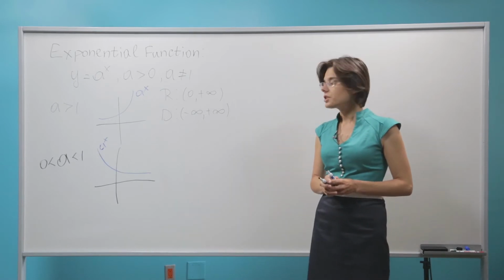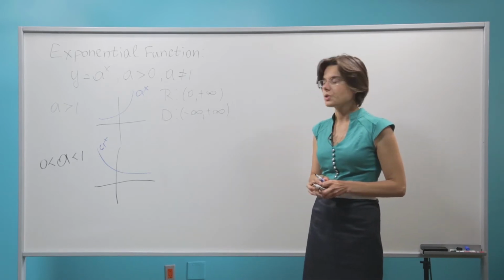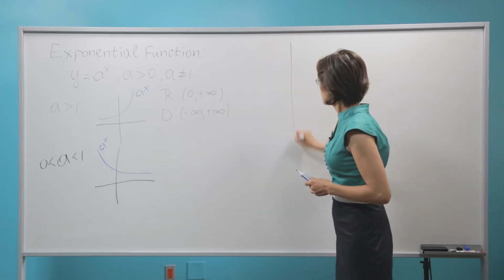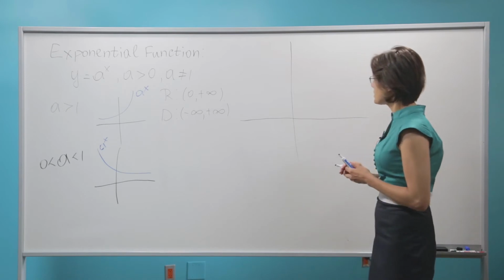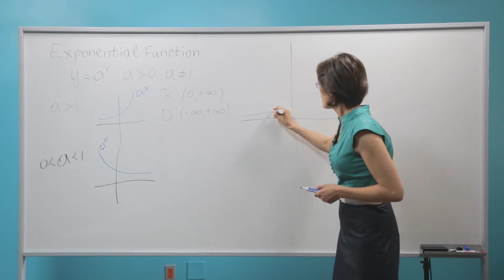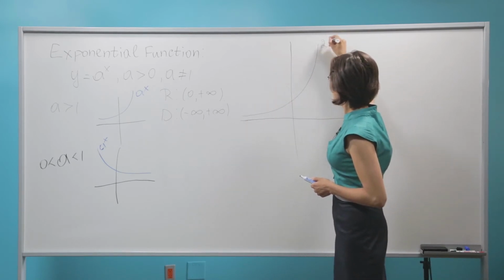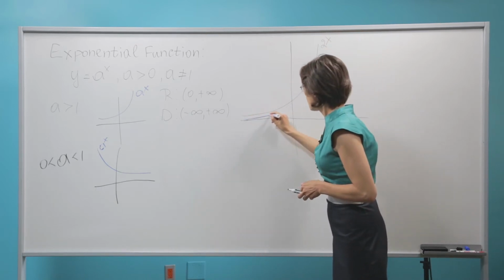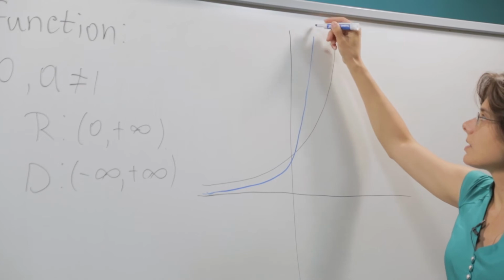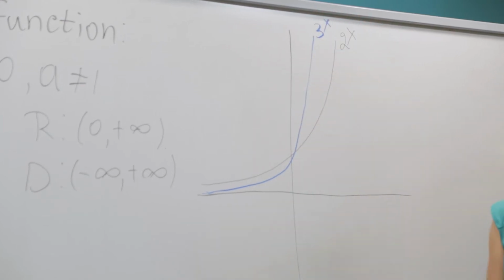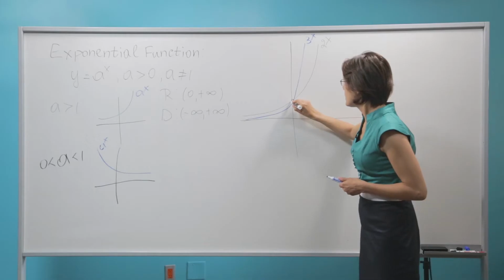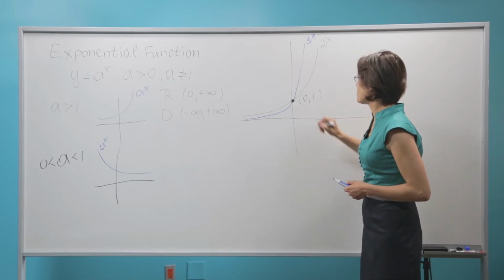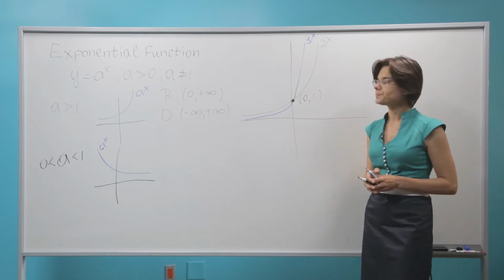Any exponential function passes through the same point, (0, 1). So if, for example, we construct some graphs of functions, let's say 2 to the power of x and 3 to the power of x, no matter which base I have, the function will always pass through the point (0, 1).